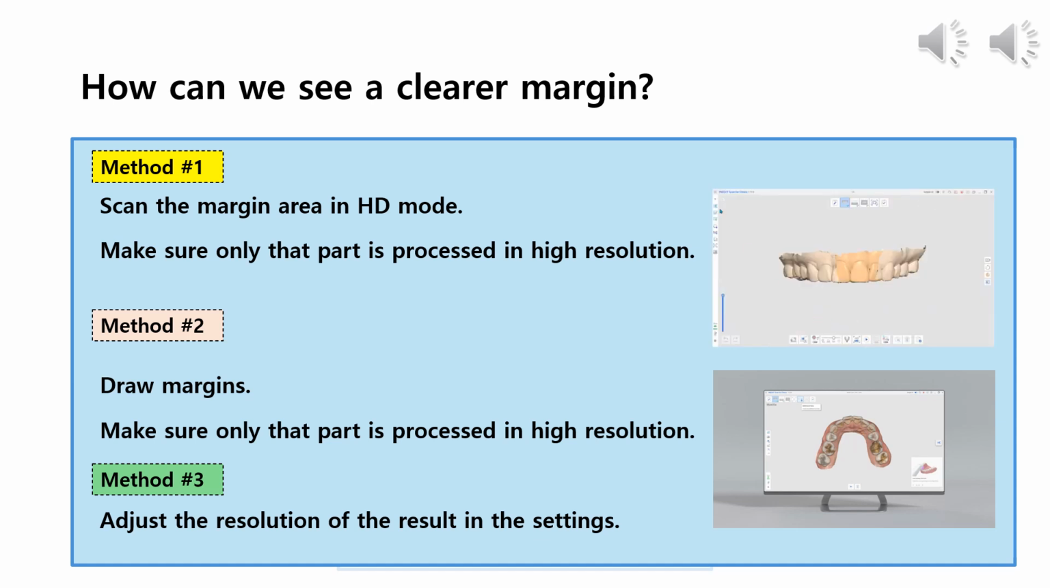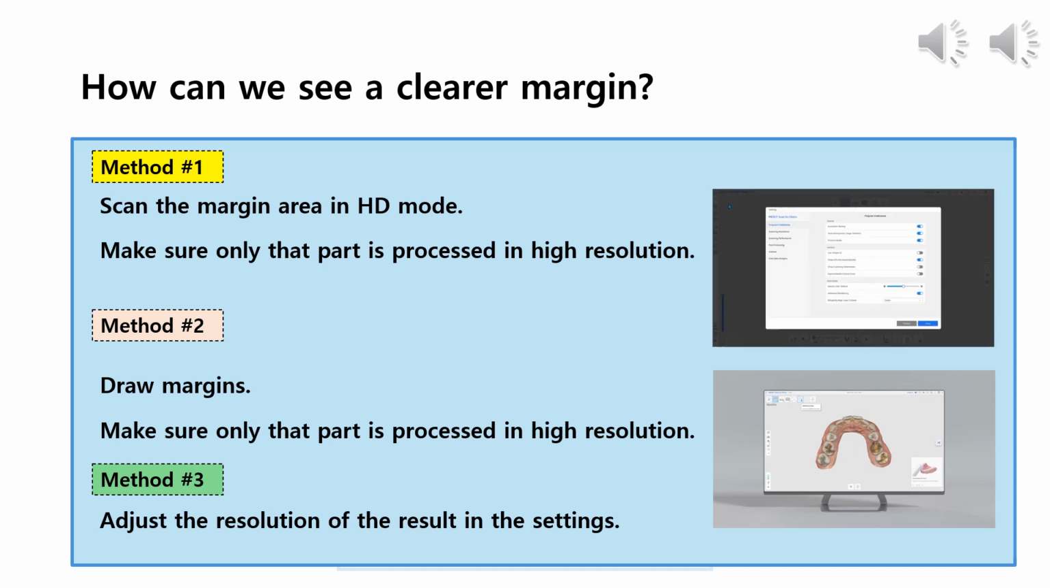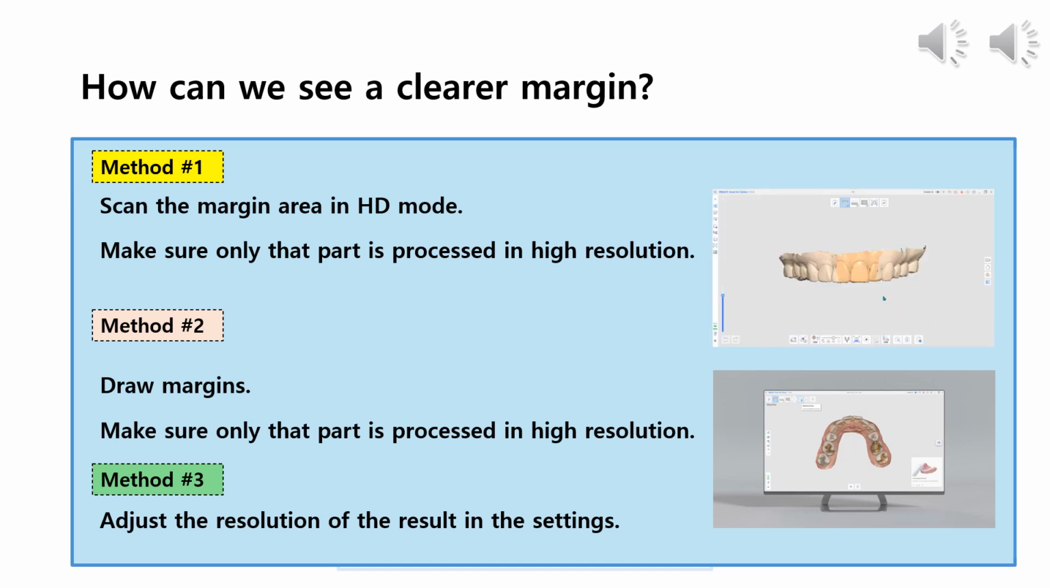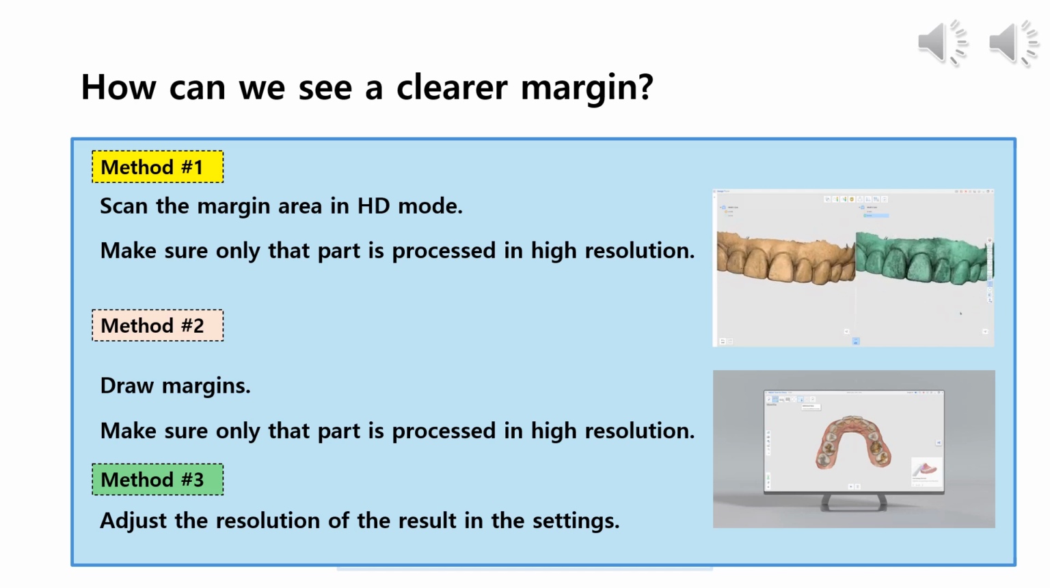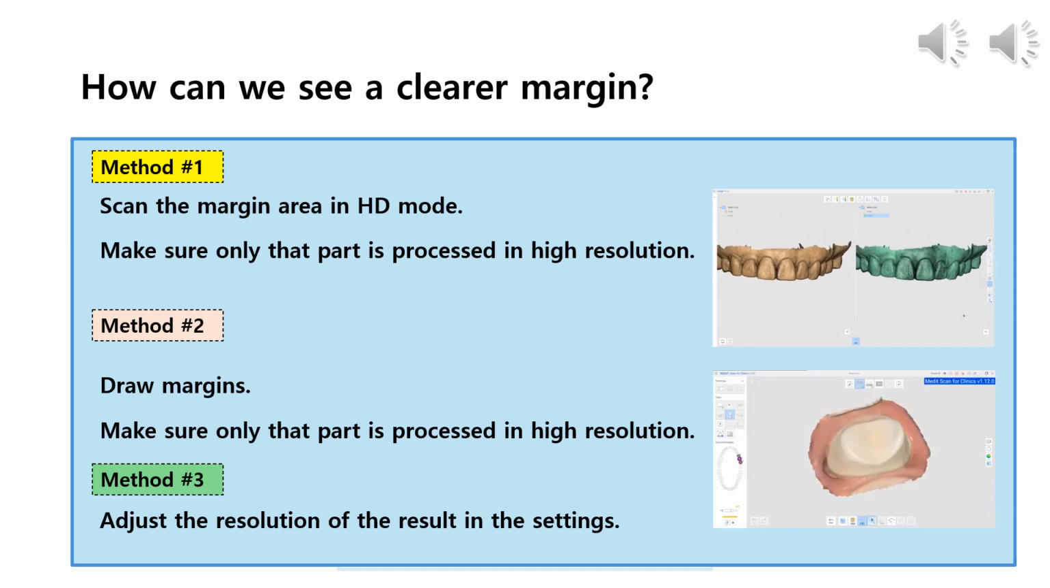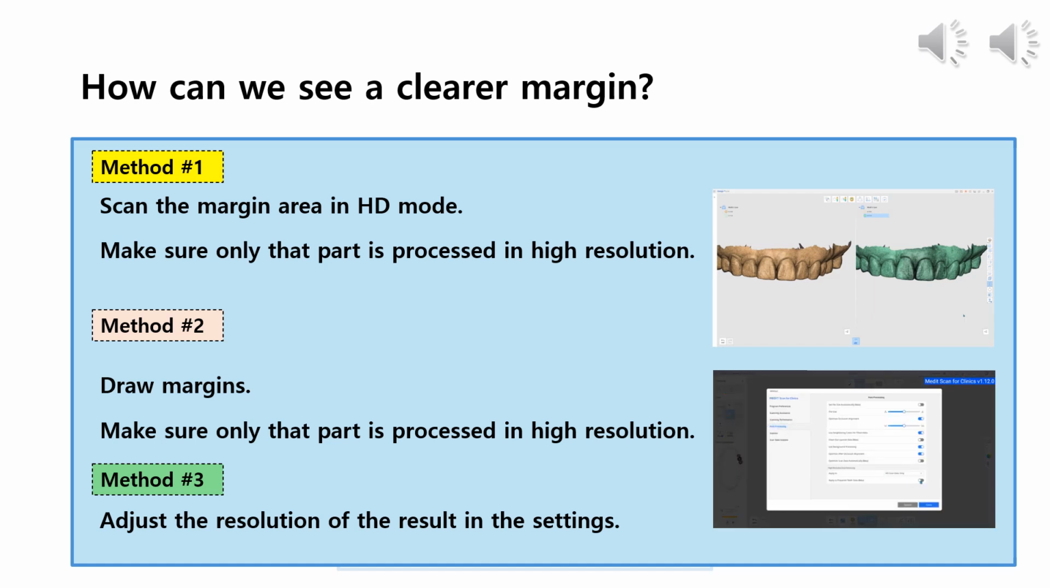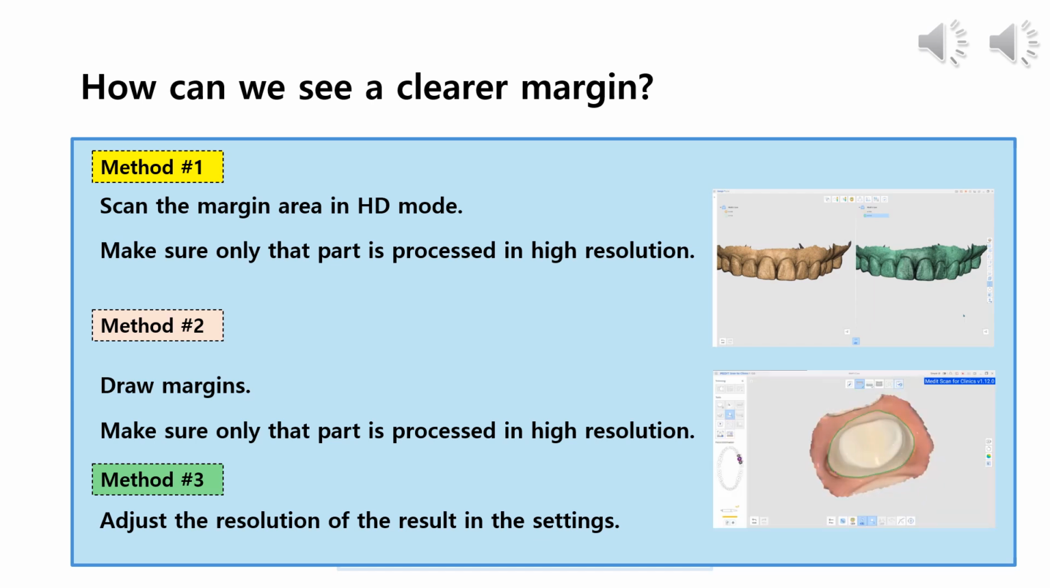Let's start with the new features. High-resolution data processing uses Medit's AI technology to automatically detect prepared teeth for crowns and produces high-resolution data in the area. You can get high-resolution data without any additional manipulation and get sharper data than the previous version. Also, when a margin line is drawn, the selected areas of teeth with a margin can be processed at a higher resolution.